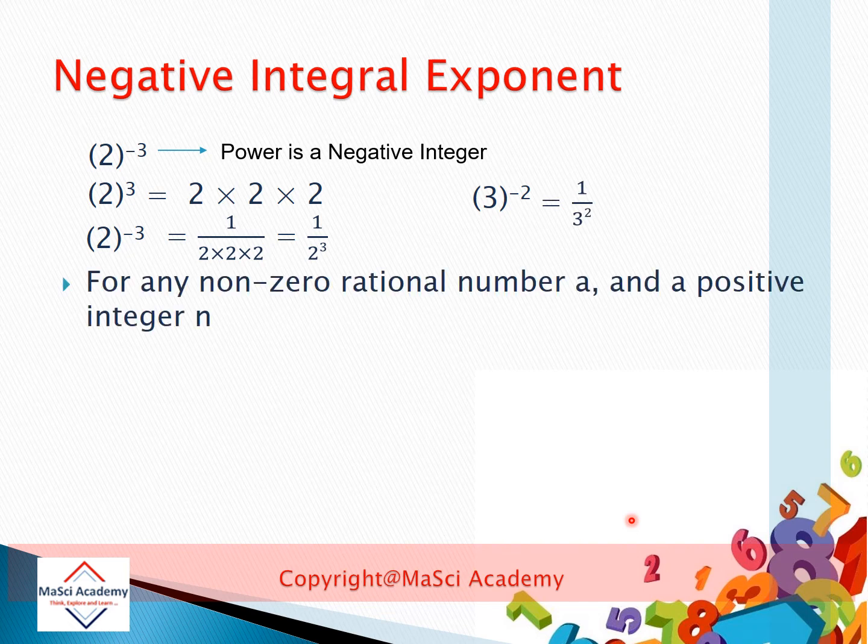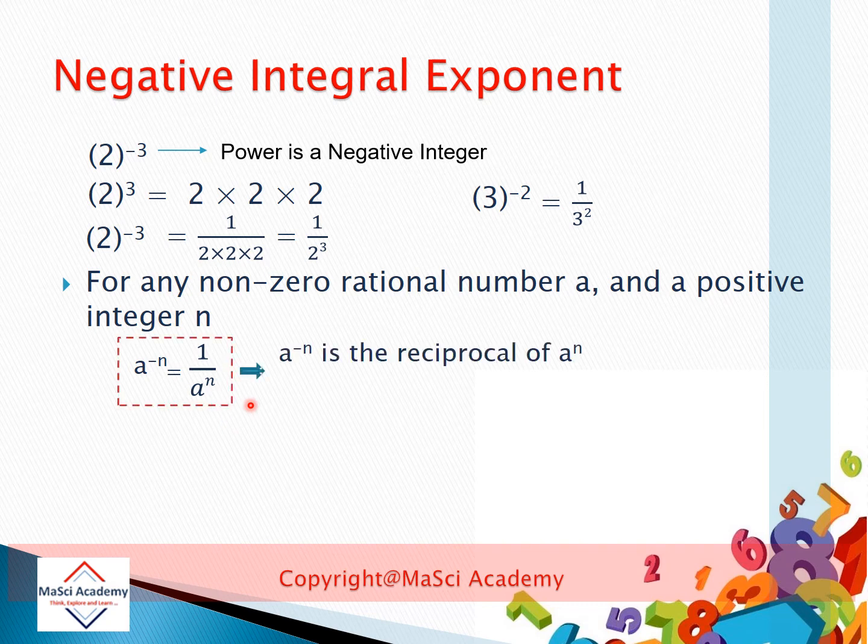Thus, for any non-zero rational number a and a positive integer n, a to the power minus n is equal to 1 upon a to the power n. Thus, we say a to the power minus n is the reciprocal of a to the power n. Likewise, a to the power minus 1 is the reciprocal of a. Let's look at some fractions now.